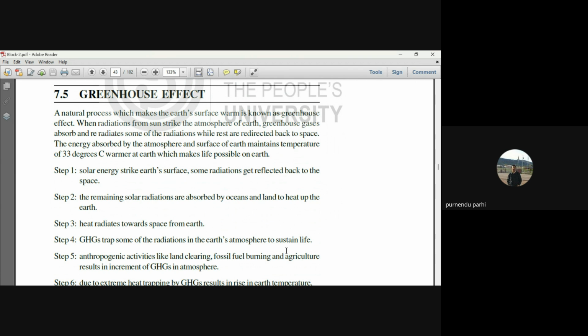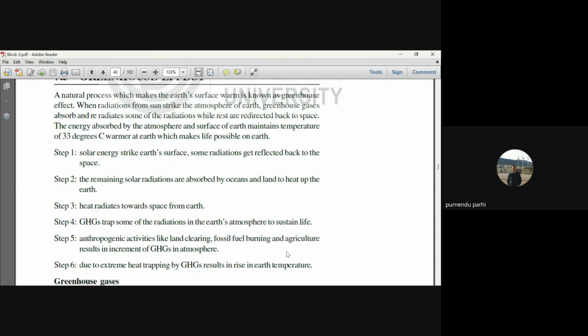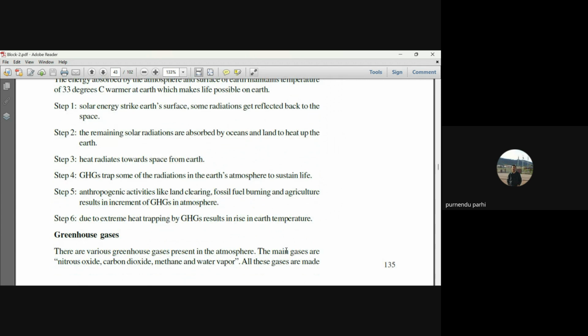Step 1, solar energy strikes the earth's surface, and some radiation gets reflected back to space. Step 2, the remaining solar radiation is absorbed by ocean and land to heat up the earth. Step 3, heat radiates towards space from earth. Step 4, greenhouse gases trap some of the radiation in the earth's atmosphere to sustain life. Step 5, anthropogenic activity like land clearing, fossil fuel burning, and agriculture results in an increase of GHG in the atmosphere. The extreme heat trapping by the greenhouse gases results in a rise in earth's temperature.